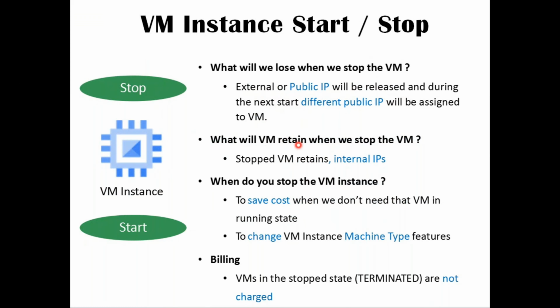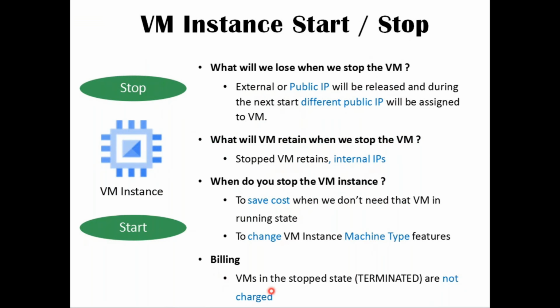Okay. What will remain when we stop the virtual machine? All stopped virtual machines will retain only the internal IPs, meaning the private IP. Okay, I will show this practically. When do we need to stop the VM instance? When we want to save the cost and we don't need that VM in the running state, at that time we can go and stop the VM instance. And also when we want to change the machine type, a different series of machine type, with different vCPUs and RAM, at that time we can stop that machine, and then we can change the machine type. In that case also we can stop the VM instance.